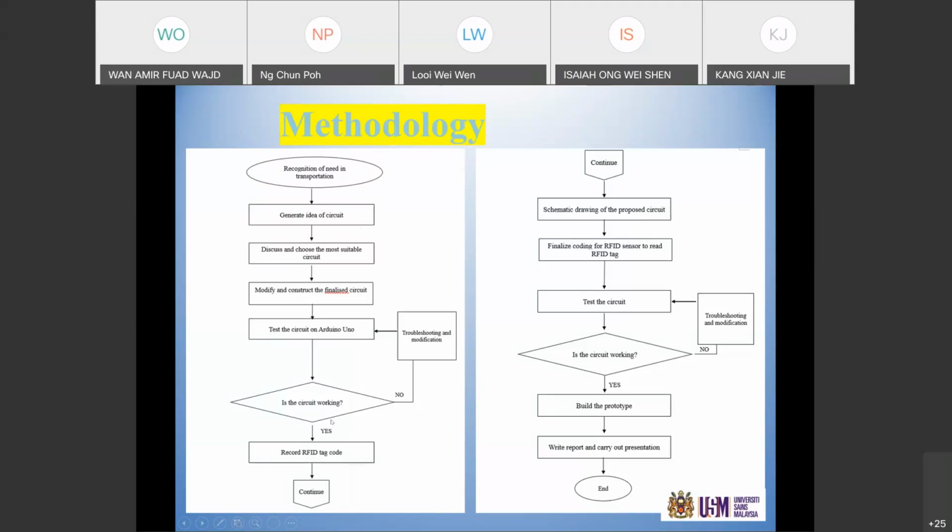Then after the circuit is working, it will show the RFID tag code so we can record it down. Then we know that we need to register the tag into our system. So we finalize the coding for the RFID sensor to read the RFID tag. Then we test the circuit. If the circuit is working, then we can finalize our prototype. If not, we have to proceed to troubleshooting again. Then if it's okay, we'll move on to our final report and presentation. After that, we'll complete our report and we can submit.